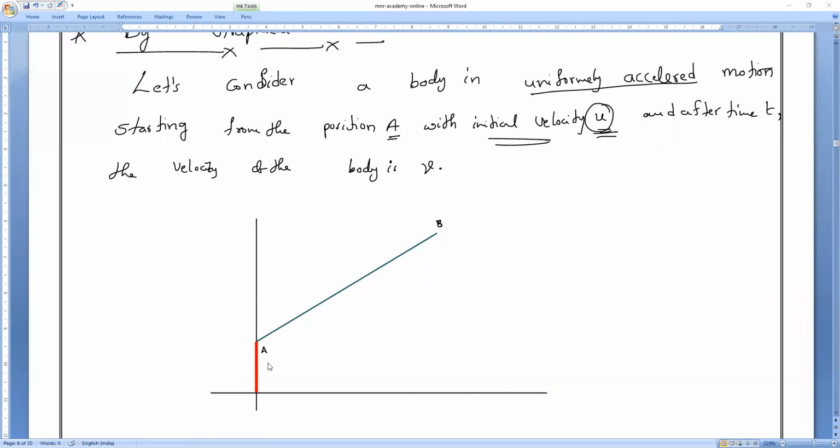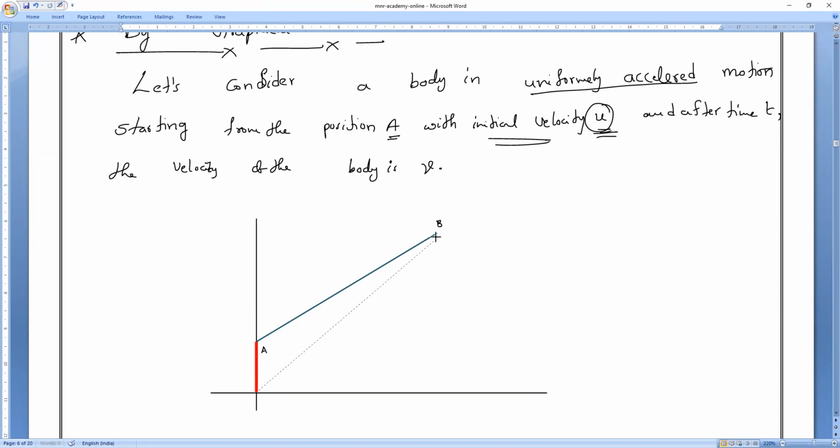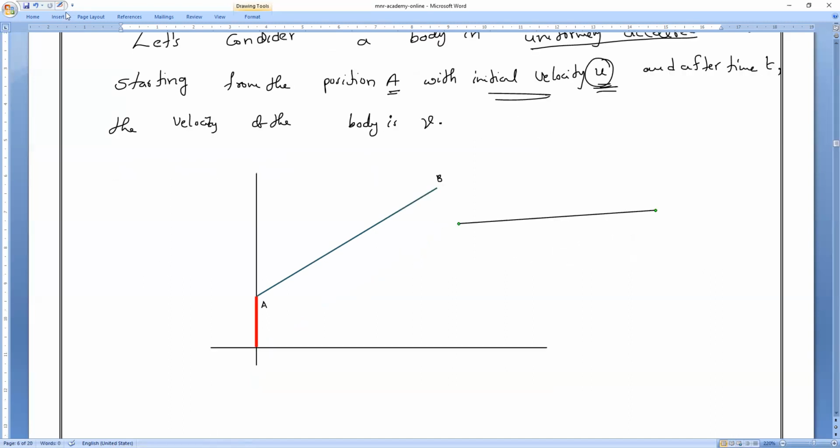Sanjay, the body's velocity is not zero. If the body is starting from rest, the linear graph will start from the origin. But the body velocity is not zero. The body is already having some initial velocity, so this is not zero. The body is not starting from the origin, Sanjay. The body is starting from point A, where it already has some initial velocity. Will you accept it, Sanjay? Understood?